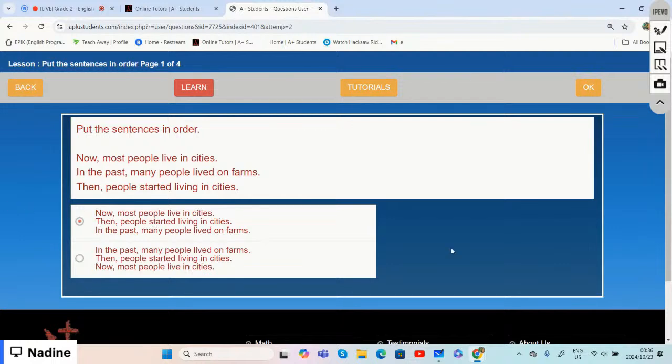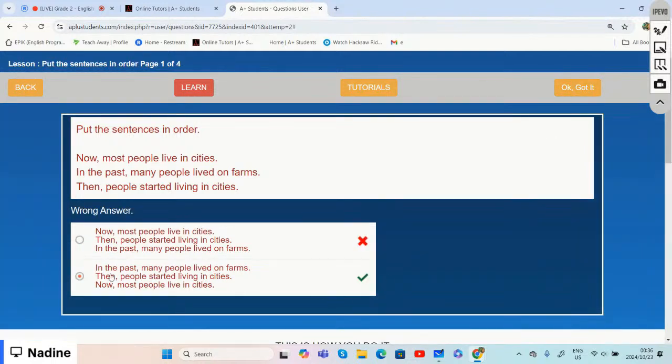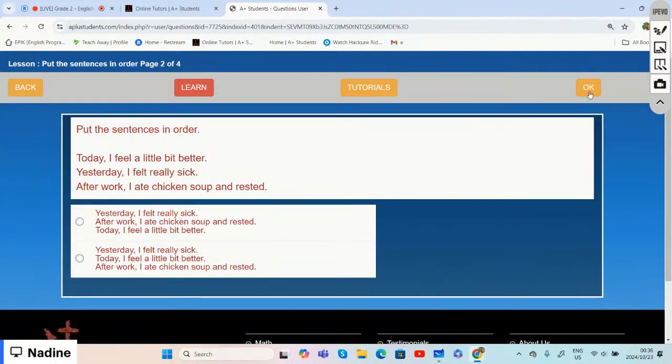So we'll go with option one. It's actually the second one. Sorry. So the second one is actually correct. We need to put this one in order.